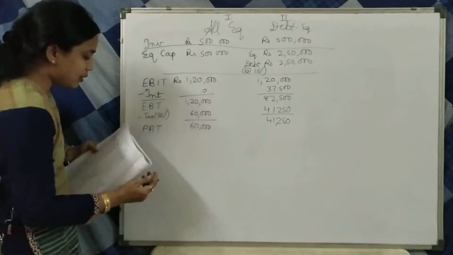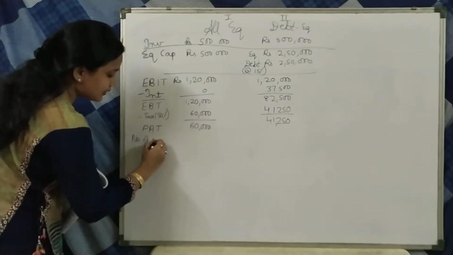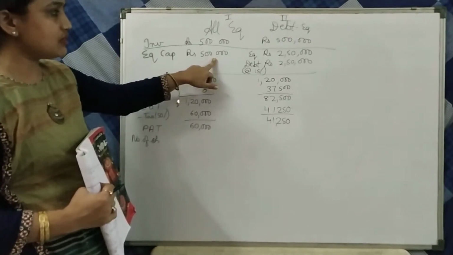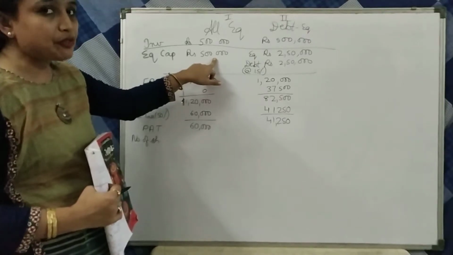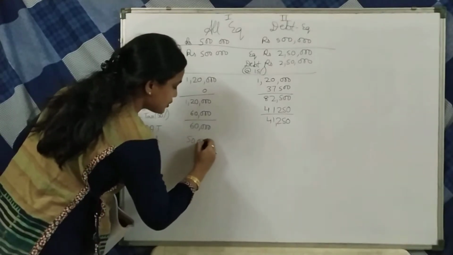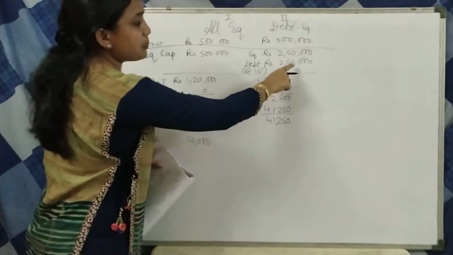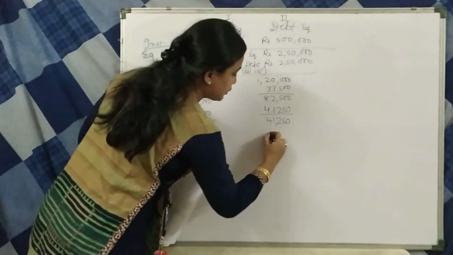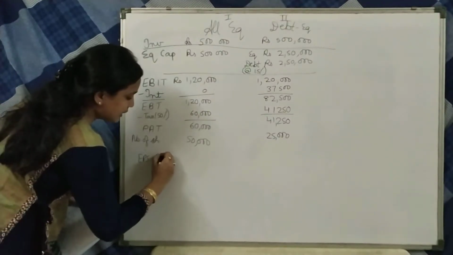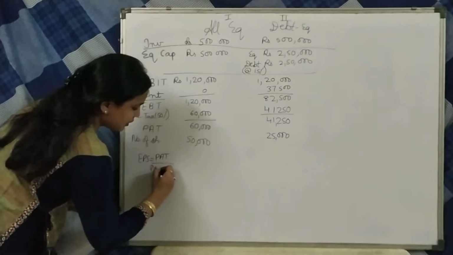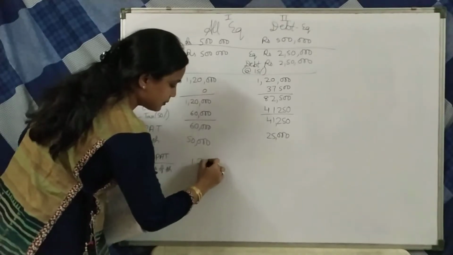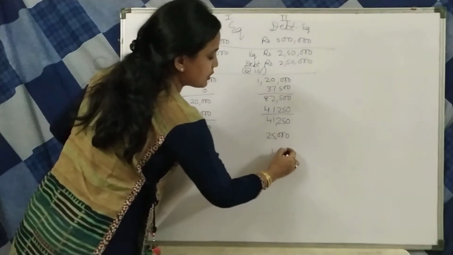Let's see. Now number of shares. I've already said 10 rupees. So how many shares over here? 5,000 or 50,000? It will be 50,000: 5 lakh divided by 10. Number of shares here will be 2,50,000 divided by 10, so it will be 25,000 shares. Now EPS is equal to PAT divided by number of shares. So 60,000 divided by 50,000 will be 1.20, whereas here it will be 1.65.